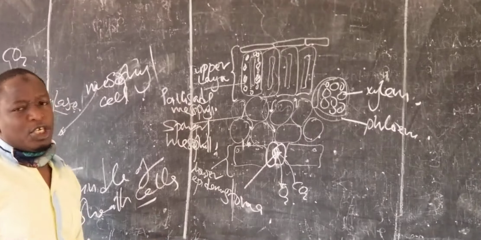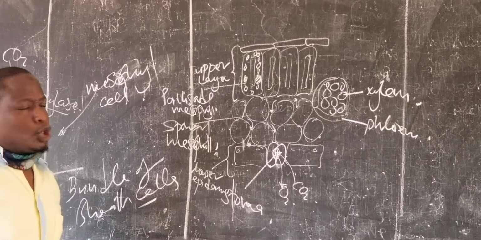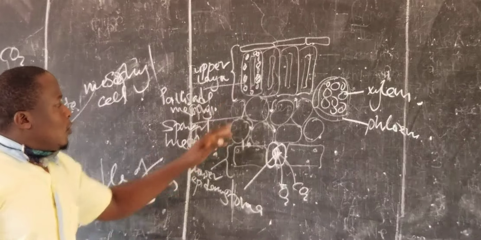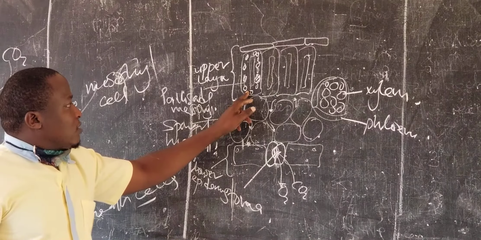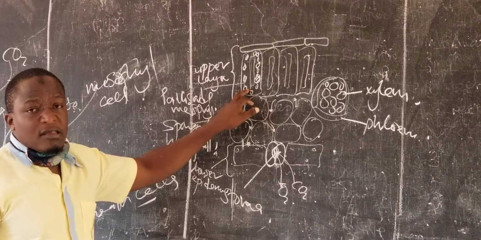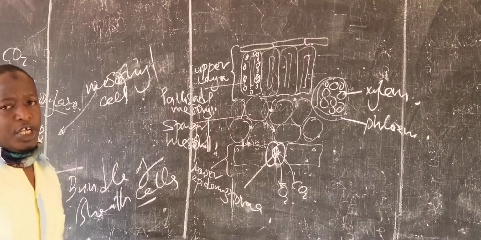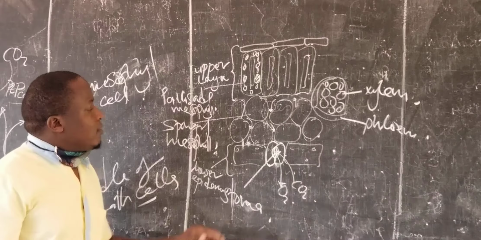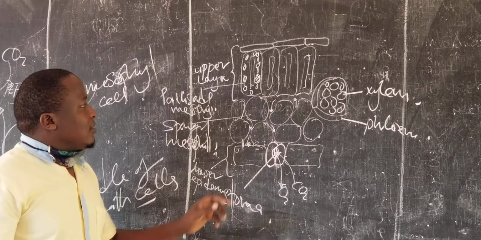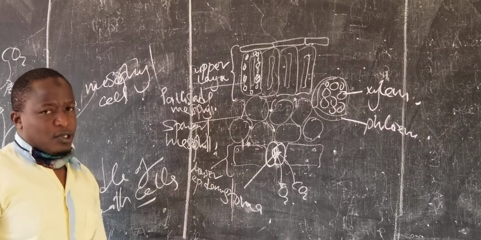What is the adaptation? What is the significance of this positioning? All of you must be thinking about it already: it maximizes the absorption of sunlight, and thereby light finds its way to the other regions.